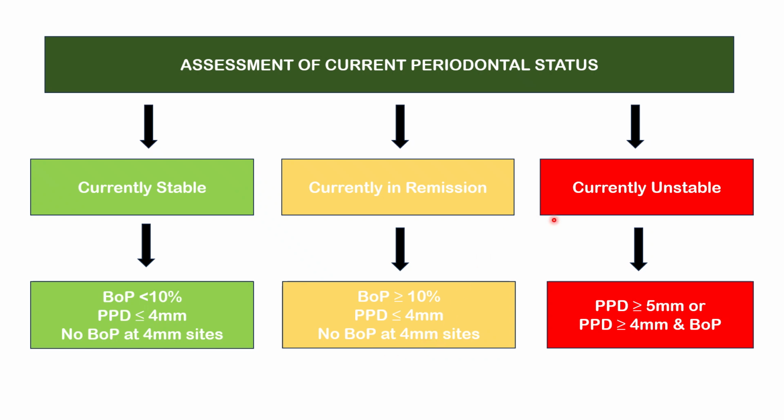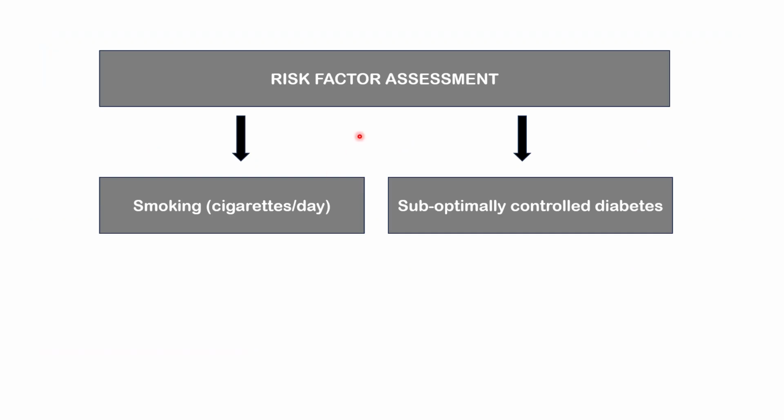The third state is the currently unstable state. In this, the probing pocket depth is greater than 5 mm, or the probing pocket depth is greater than 4 mm with the presence of bleeding on probing. Talking about the risk factor assessment, we look for two things. First is smoking, that is the number of cigarettes smoked per day, and also suboptimally controlled diabetes, that is the level of HbA1c.